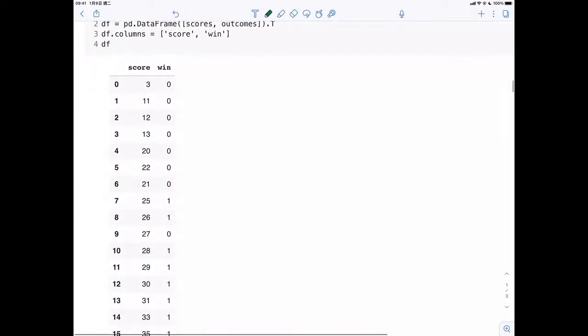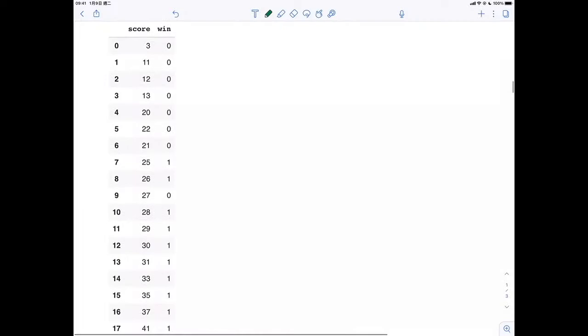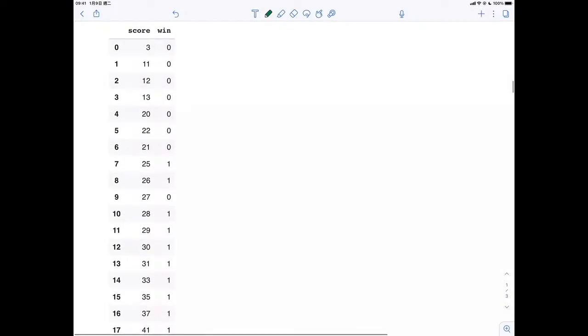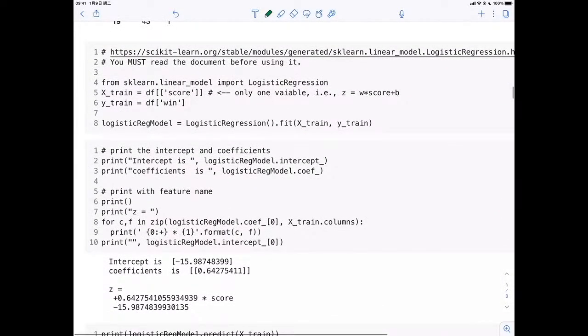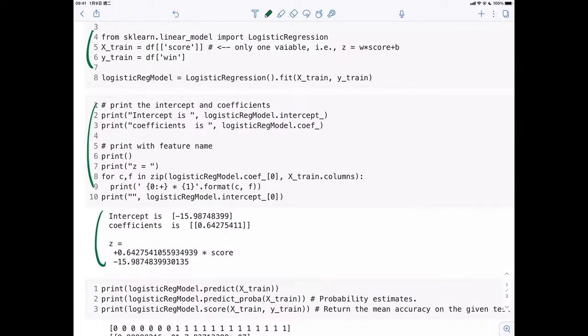So let's take a look at the original example we mentioned. We have a score, we have 20 scans, and we have a score and win or lose. Linear regression and logistic regression are very basic. I don't want you to write your own program to implement these mathematical things. You can simply use any Python package. You just use this code, and you can print. The answer is right here.